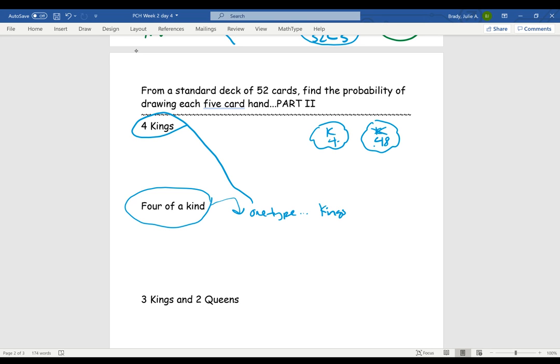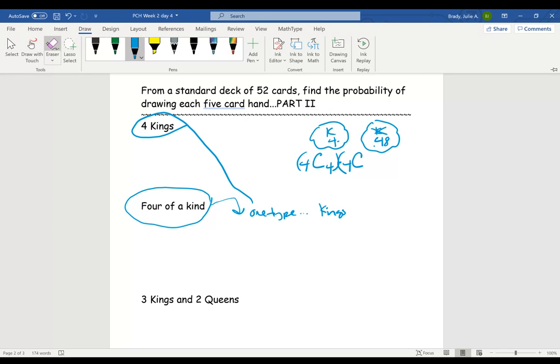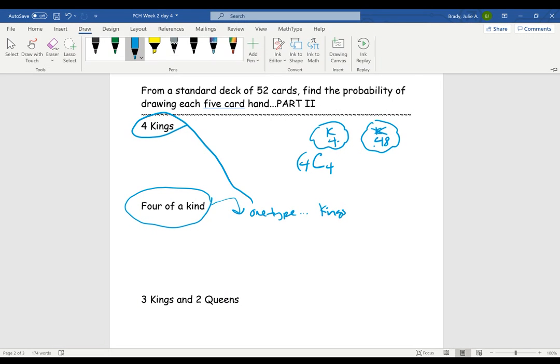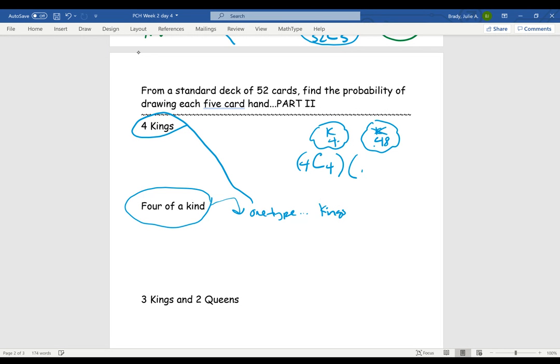And I would go to the kings pile and I would grab out 4. Then I would go to the non-kings pile and I need one more card. And then to get the probability, I'd have to divide by what if I pulled out 5 cards without any restrictions. So this is getting 4 kings.